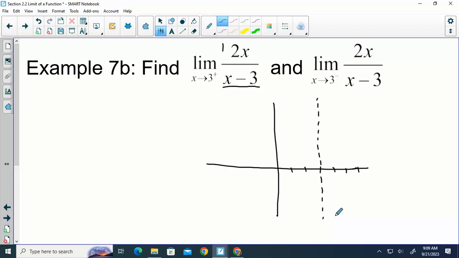Also, just as a side note, we're kind of using the graphs to help us now. You could still do these on T-charts as well. If you are only doing a left or right, you would only have to put in values bigger or smaller.